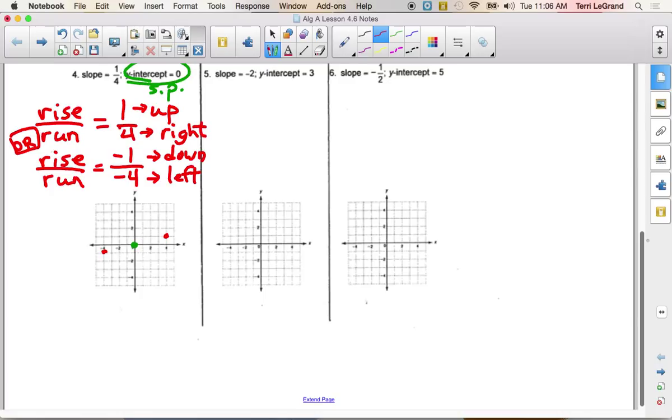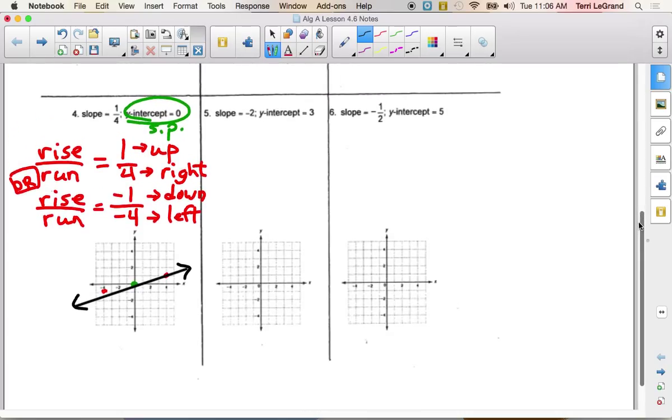Okay, do we like the behavior of our line? In other words, we don't stop until we ask ourselves that question. We don't move on to the next problem. We say, I had a positive slope, so that means my line better be rising from left to right, is it? Yes. And it is, so we're feeling pretty good about that.